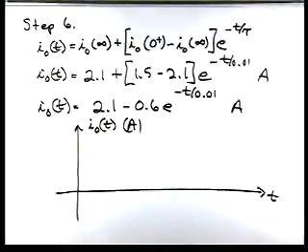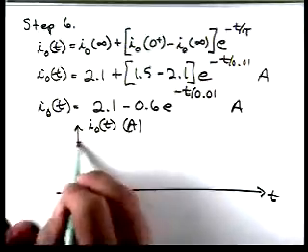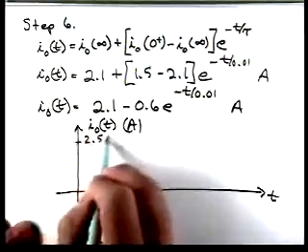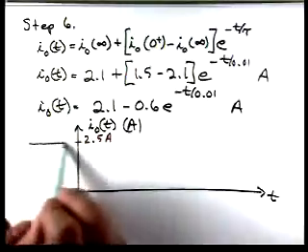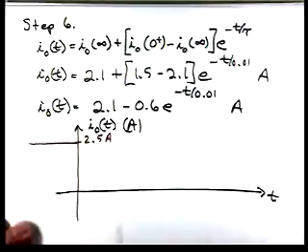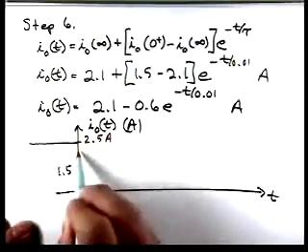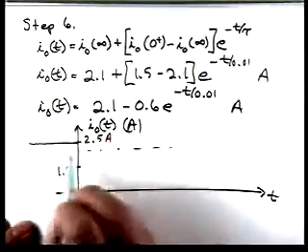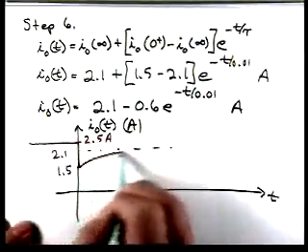So we calculated that before the switch moved, in other words it opened, the current's at 2.5, then it jumps down to 1.5, and its final value is 2.1, so it does something like this.